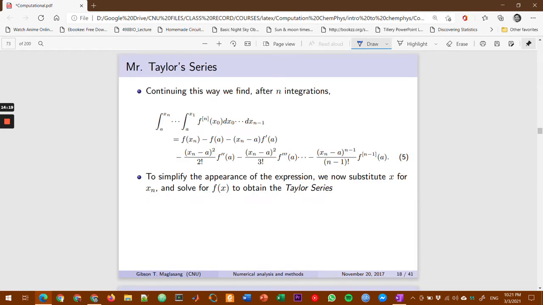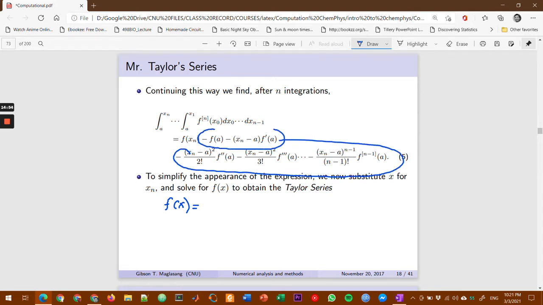Now, to simplify this, we need to substitute x for x sub n. So this x sub n becomes x. Right? And then we only want this function. Okay, what we are looking for is f of x, its equivalent function as a summation or series. So we replace x sub n with x, then move this to the left side of the equation, so that the negative becomes positive, right?